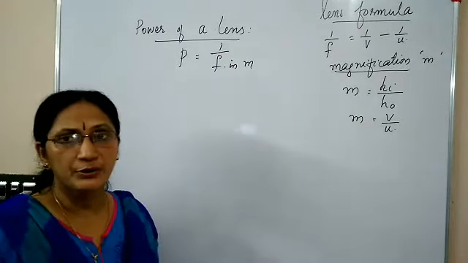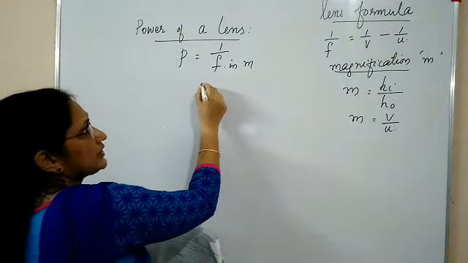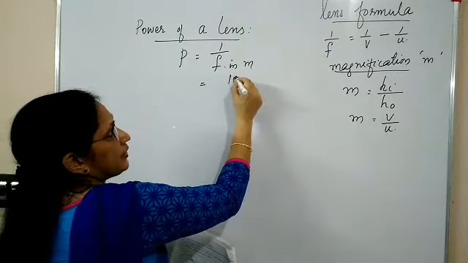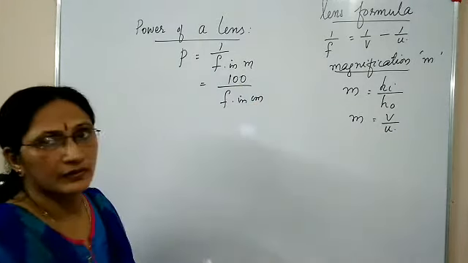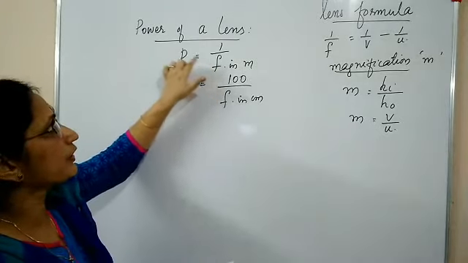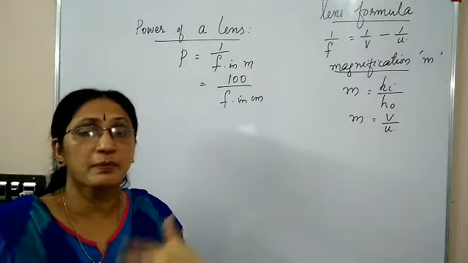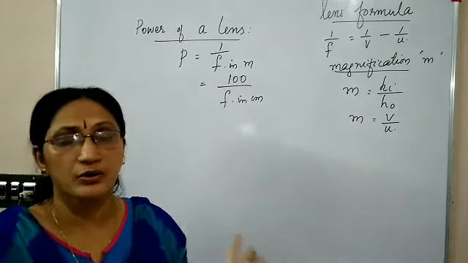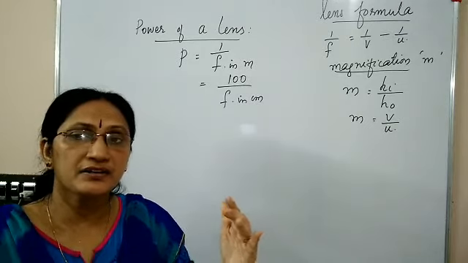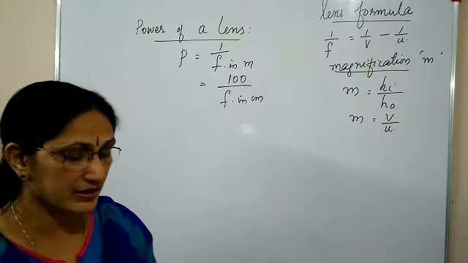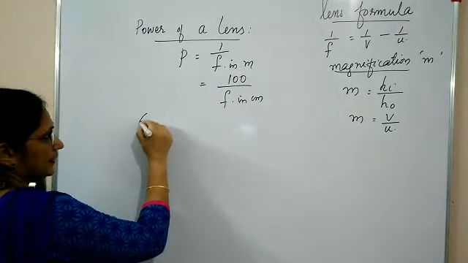The formula to find out power is 1 upon focal length in meter, or you can write 100 upon focal length in centimeter. Means the reciprocal of focal length is power. If focal length is less, power of the lens is more, because a lens with less focal length can deviate the light rays through a large angle. Okay, look at this case.